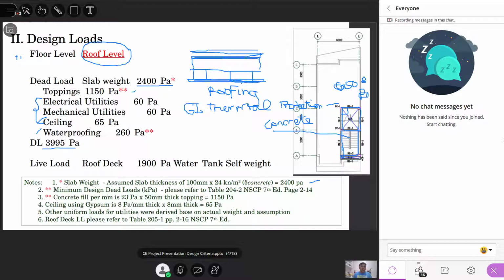Okay. So 1,900 Pascal, why? Because according to the code, kung ano ba yung kanyang type of occupancy, that will be the load that should be imposed at the roof deck. So, yan yung recommendation niya ng code. So again, on this note, nakalagay naman how these loads were derived. Even yung reference inilagay ko na, so that when you are amenable with this statement, you can check with the code, including the table and the page. Okay, any question, class?